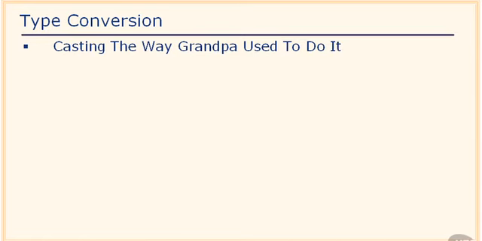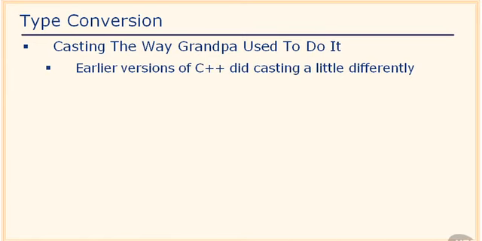Now, there is a type of casting in C++ that you need to be aware of, because you're going to see it and it will be a little bit confusing, and that is casting the way Grandpa used to do it. Well, maybe not Grandpa, but maybe coders just 3 or 4 years ago. Earlier versions of C++ did casting a little differently. They used this kind of syntax: they put the type to convert to and then the expression. Now the expression, if it's more than just a single variable, would have been in parentheses also.